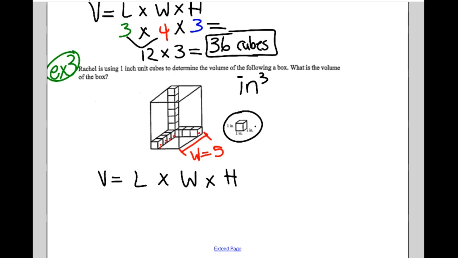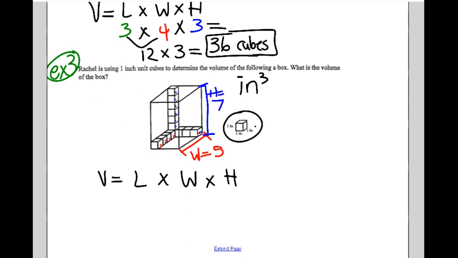Okay, let's do the height. So from the bottom to the top, how many cubes do I see? Again, we start here. 1, because that's our bottom cube. 2, 3, 4, 5, 6, 7. 7 cubes here. So our height equals 7.